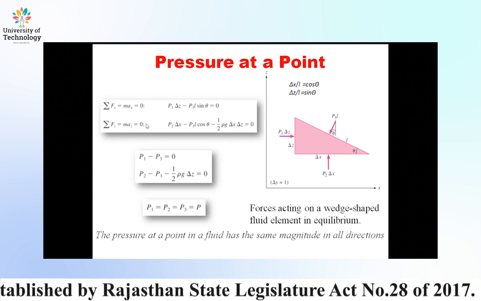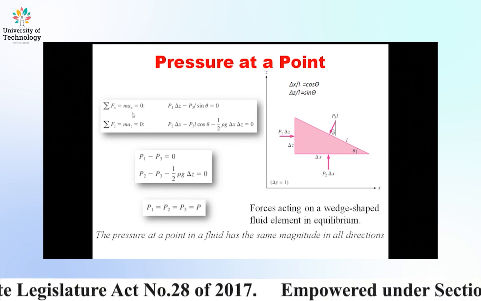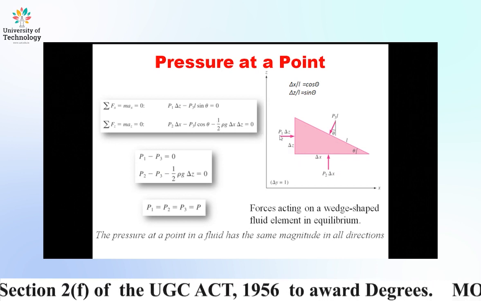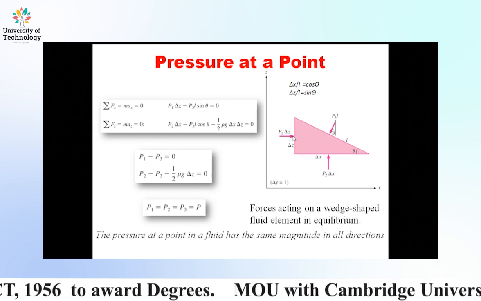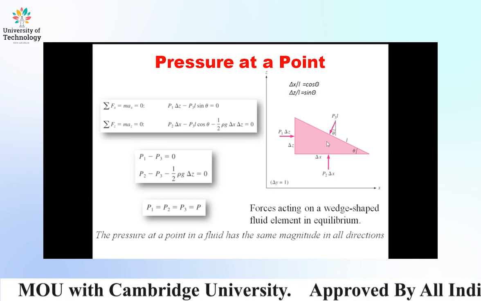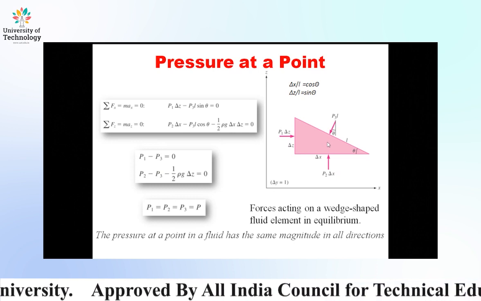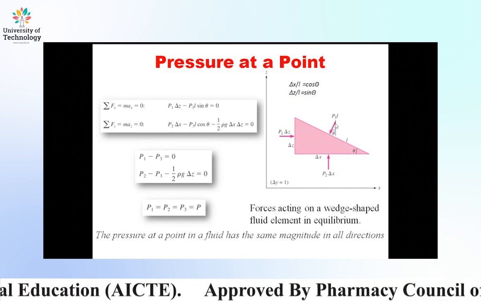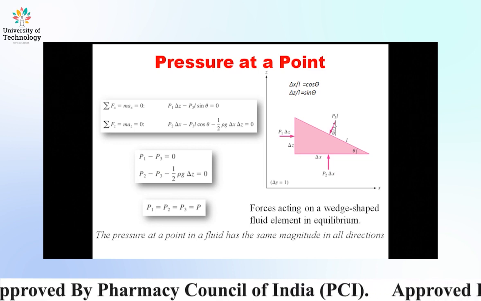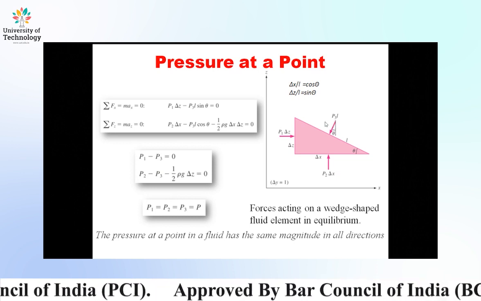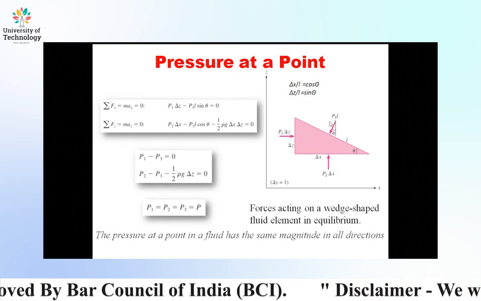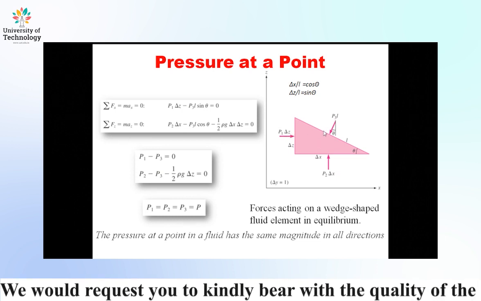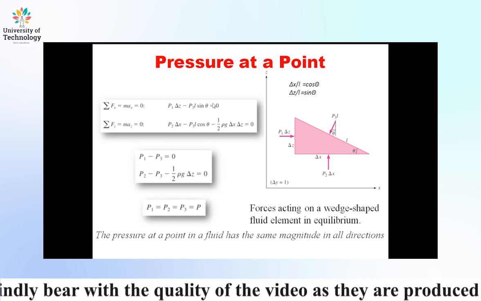Now apply the first condition. The summation of force in the direction of x equals 0. This is the x direction. P1 multiplied by delta z. Weight always acts in the negative z direction. Now resolve the forces. The P3L, this is theta, and now this angle is 90 minus theta. So this force is P3L sin theta. So this x direction is positive. P1 delta z minus P3L sin theta is equal to 0. This is the first equation.